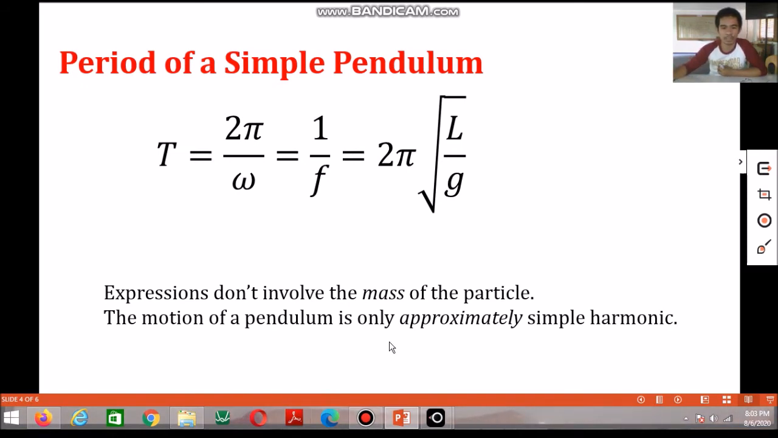So the motion of a pendulum is only approximately simple harmonic motion. Approximately simple harmonic motion, okay? Not totally simple harmonic motion. Approximately simple harmonic motion if the angle is very small, less than 15 degrees. The angle should be less than 15 degrees so that we can consider it approximately simple harmonic motion, not totally. But when the angle is a big angle, greater than 15 degrees, then we cannot consider a simple pendulum as simple harmonic motion, or that pendulum does not act in simple harmonic motion.